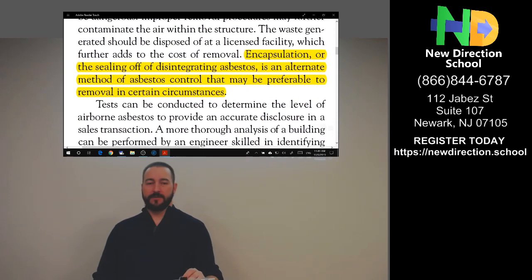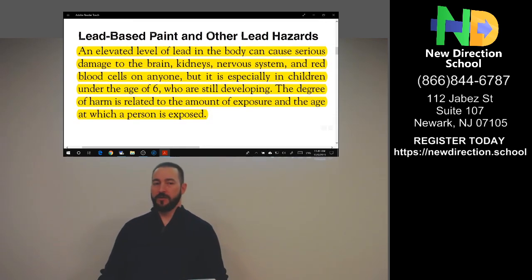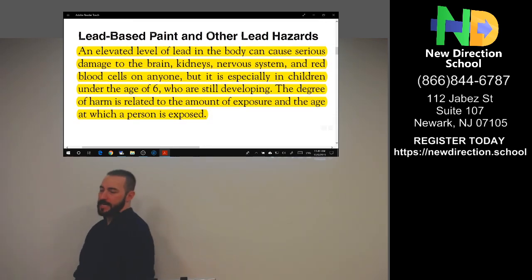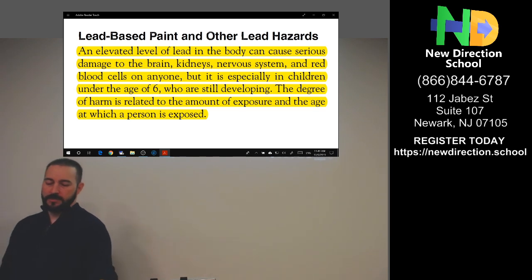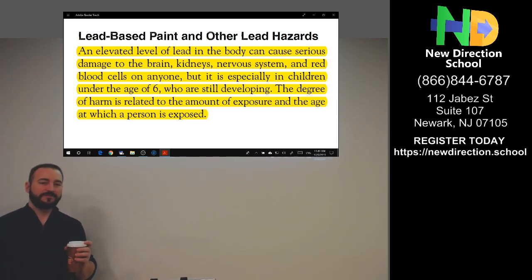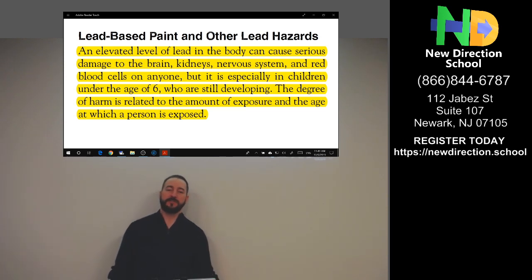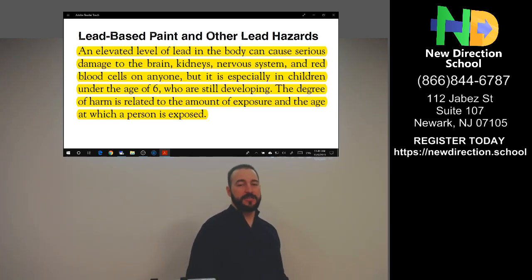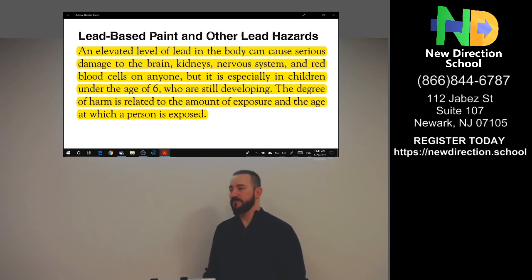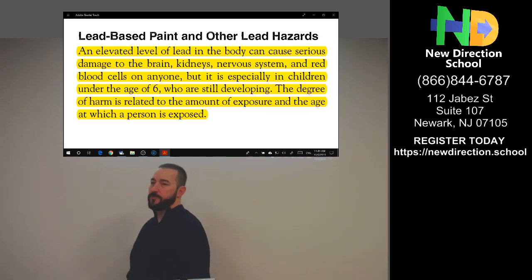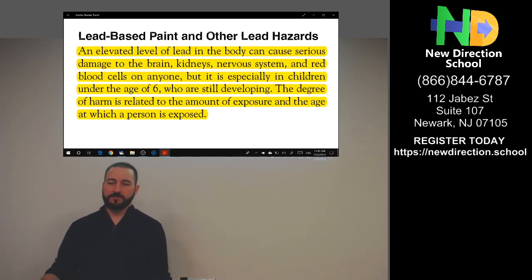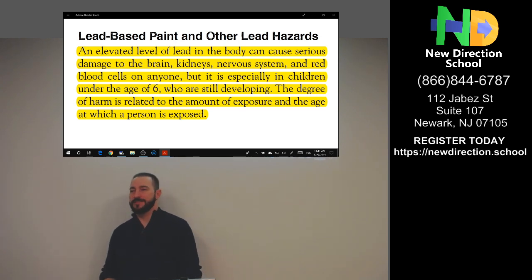All right, where were we? Lead-based paint. The next one: lead-based paint and other lead hazards. An elevated level of lead in the body can cause serious damage to the brain, kidneys, nervous system, and red blood cells on anyone, but especially in children under the age of 6 who are still developing. The degree of harm is related to the amount of exposure and the age at which the person is exposed.